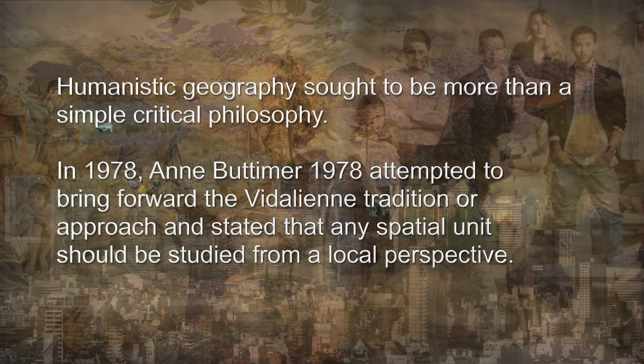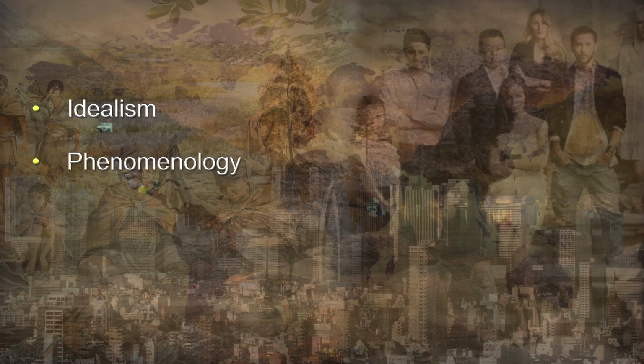In 1978, Anne Buttimer attempted to bring forward the Vidalian tradition or approach and stated that any spatial unit should be studied from a local perspective. In the 1980s, several humanistic approaches have been advocated. However, this approach is mainly based on three philosophies: idealism, phenomenology and existentialism.